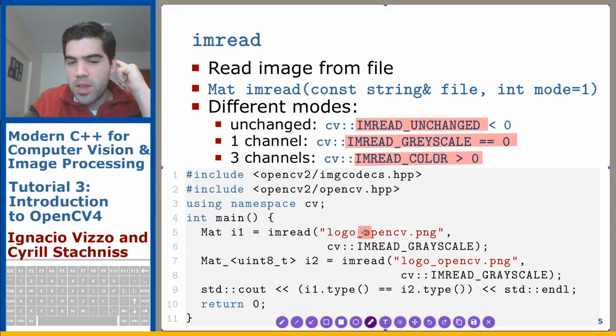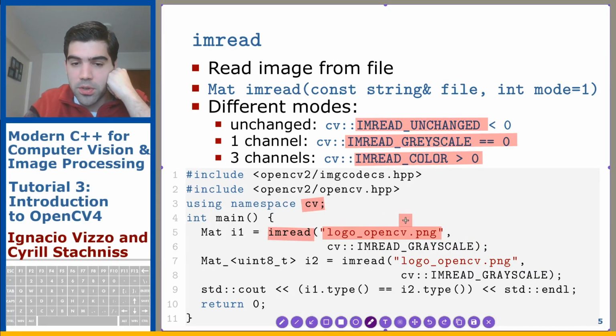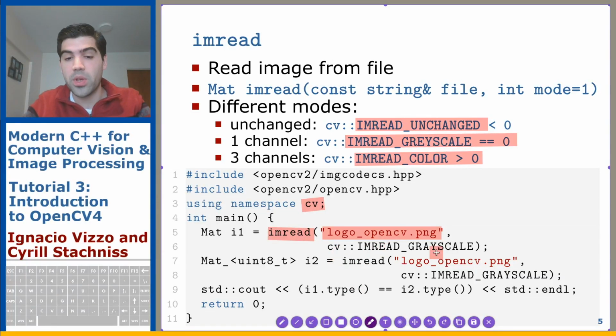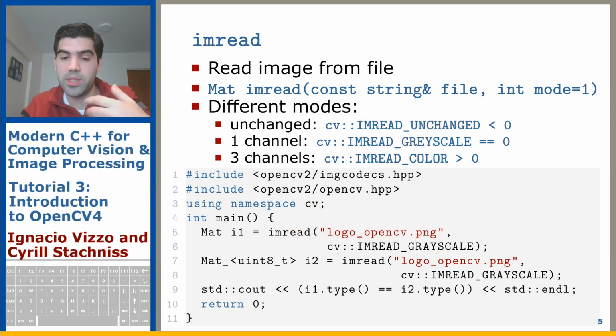And then if you want to read an image, for example, logo_opencv.png, then you just call imread, that is under the namespace cv, and then you specify how you want to read it. So if this is a colored image and you say unchanged, you will see a color image. But if you, for example, use grayscale, then you will only load the grayscale values, right?